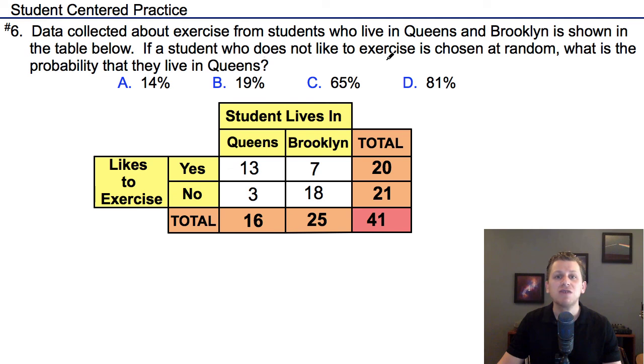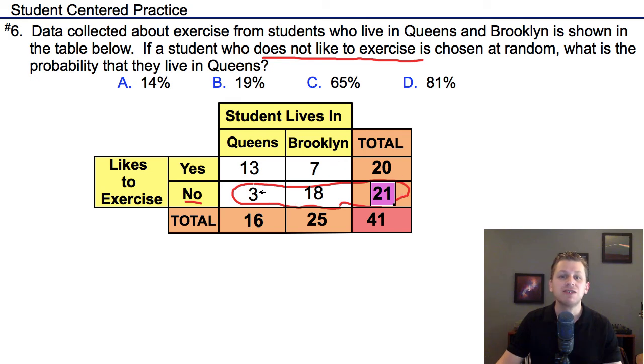Looking here, I said if a student who does not exercise is chosen at random. It doesn't say if a student is chosen at random. If a student was chosen at random, I'd be looking at all 41 students. But here I'm only looking at a student who does not like to exercise. So here are the students that said no, they do not like to exercise. It looks to me like I'm looking at these 21 students. Of these 21 students who do not like to exercise, what is the probability that they live in Queens?